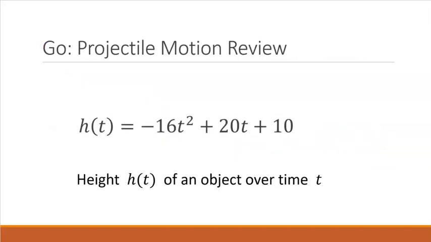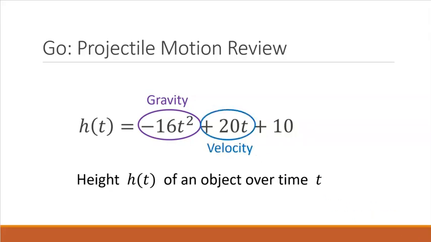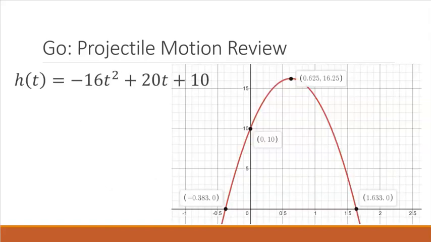In the Go section, we will take a look at projectile motion. Remember that projectile motion is the height of an object over time. These examples will mostly be measured in meters for the height and seconds for the time. The negative 16t squared represents the effect of gravity on the object over time. The plus 20t represents the initial velocity of the object over time. And finally, the plus 10 represents the initial height of the object. Let's take a look at the graph of this function.